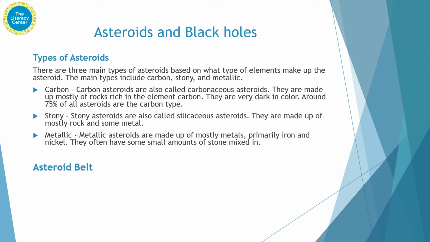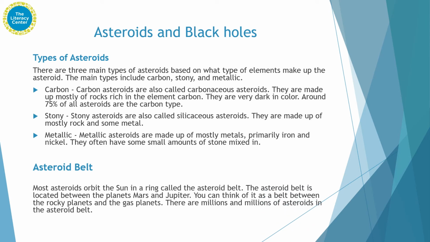And what do we know about the asteroid belt? Have you heard this term before? Most asteroids orbit the Sun in a ring called the asteroid belt. The asteroid belt is located between the planets Mars and Jupiter. You can think of it as a belt between the rocky planets and the gas planets. And there are millions and millions of asteroids in these asteroid belts.